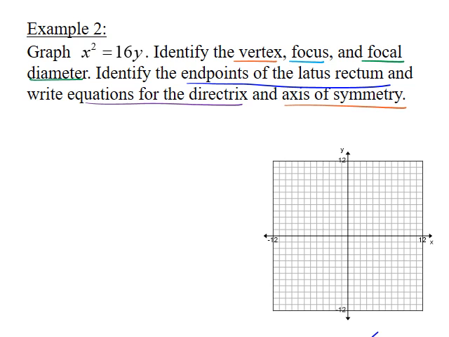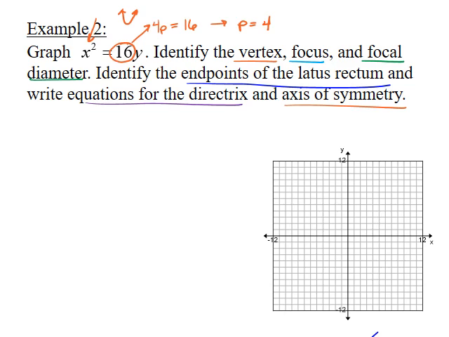The first thing I notice is that I have x squared, which means this parabola is either going to open up or open down. Because this is positive, this parabola should open upward. Okay, well, this 16 represents 4p. So if 4p is equal to 16, I can go ahead and conclude that p is equal to 4. That means once I identify the vertex, I will go up 4 units and down 4 units to find the focus and the equation for the directrix.